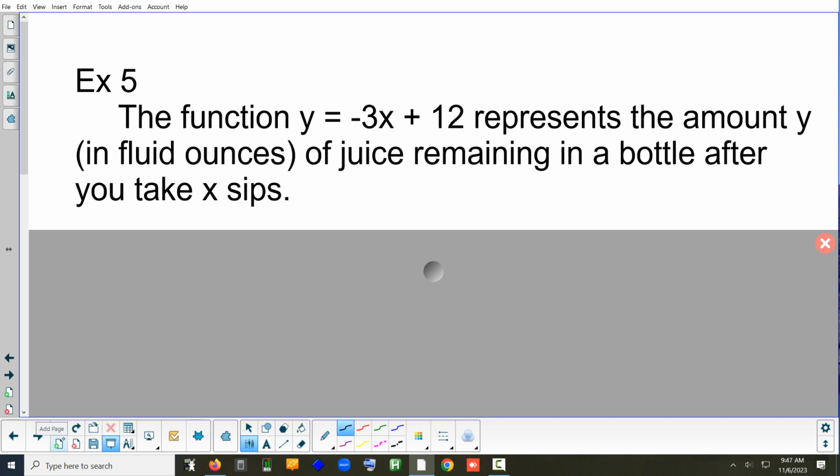So it says this function represents the amount of fluid ounces of juice that's remaining after you take that many sips from it. So what you're basically doing is, let's say you start out with like a 20-ounce liquid, and every time you sip exactly the same amount. If it changed, it would get complicated. So we're just going to keep it simple. Each time you sip 3 ounces of liquid. So as you sip it, the amount of liquid you have left is going to go down. This formula describes how the liquid is going down.